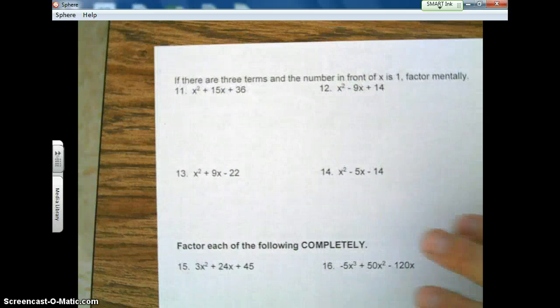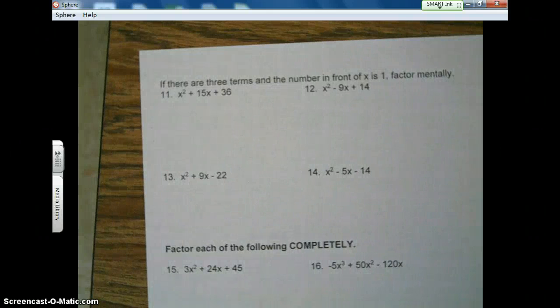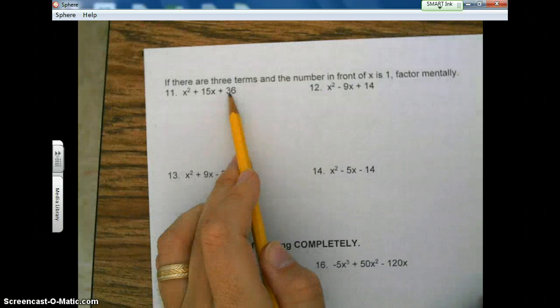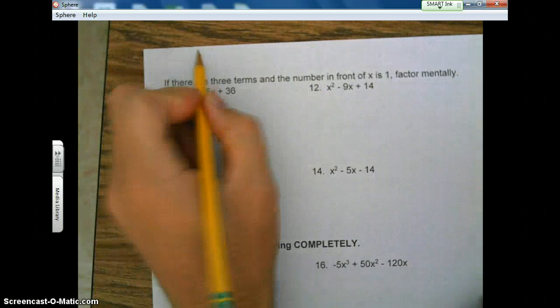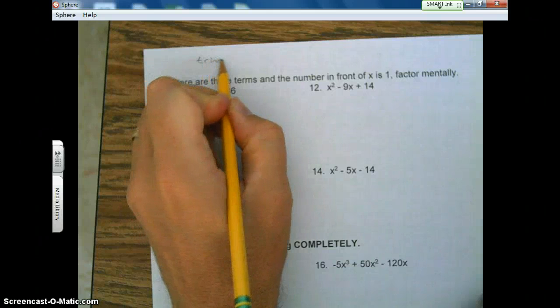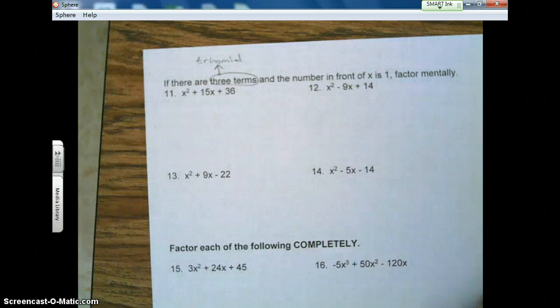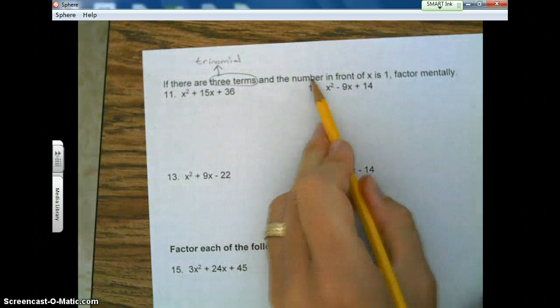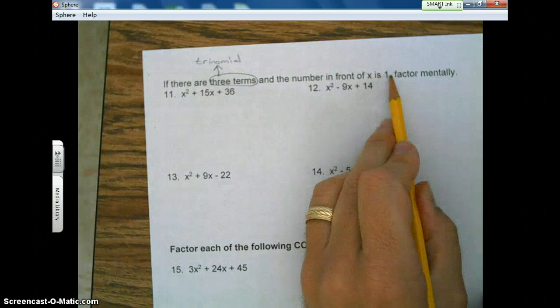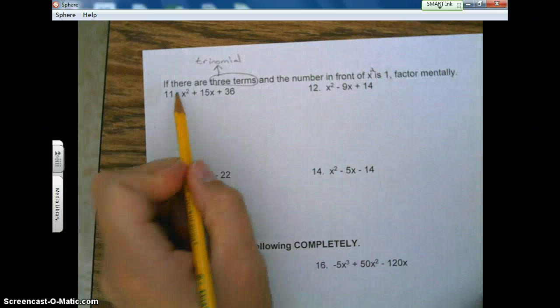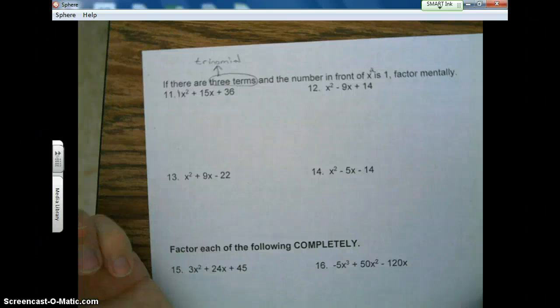Hey guys, day 2. Day 2 is really a review of what we've already learned. So, take a look. It says if there are 3 terms, so 1, 2, 3, we call that a trinomial. Trinomial has 3 terms. Maybe a quiz question. When the number in front of the x squared is 1, that would be this number right here in front.